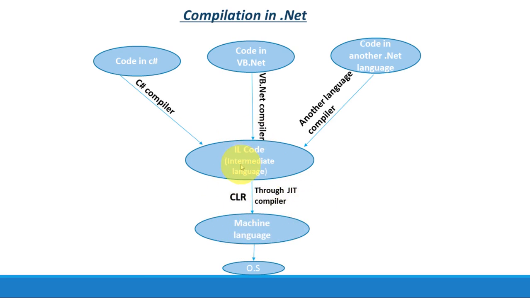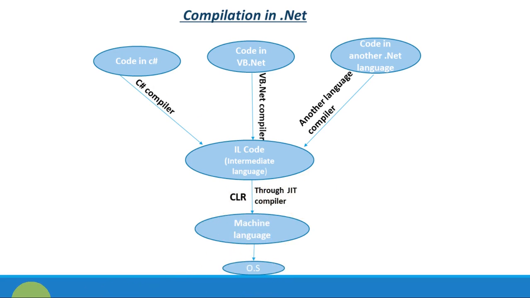So this IL code will be converted into the machine language with the help of CLR, that is, with the help of JIT, which is a part of CLR, and which is further understood by the operating system. So this is how the whole compilation process in the .NET platform takes place. At the top level, we have different languages. Now, the language we choose, the respective compiler converts into IL code, and the IL code is converted into the machine code with the help of JIT, which is a part of CLR, and is understood by your operating system.